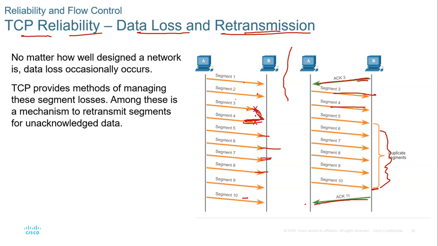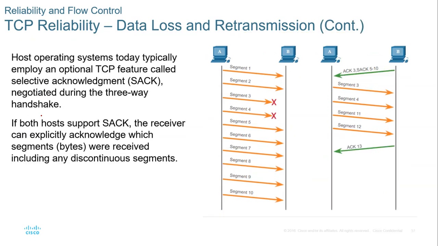So TCP provides methods of managing these segment losses. Among these is a mechanism to retransmit segments for unacknowledged data. But that method is resource intensive, and it lowers network performance.